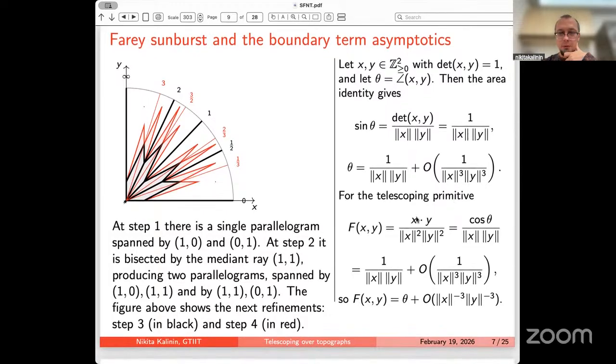And then if you look at the terms here, f of xy, the scalar product divided by this, will be just cosine divided by this. And then again, just 1 divided by the product of sides plus some error. So it means that f is actually the same as theta, up to the error. So if you have a lot of parallelograms that tile the angle, the sum over all of them is just pi over 2, plus some mistake which tends to 0, because this is kind of the cube of theta.